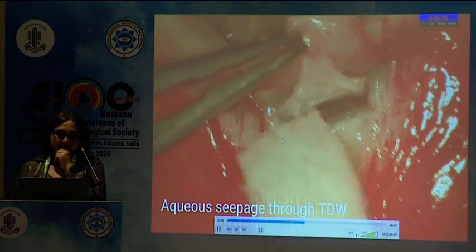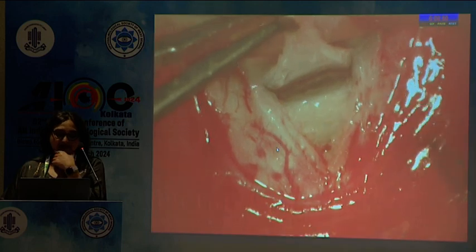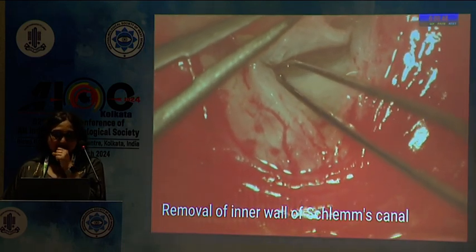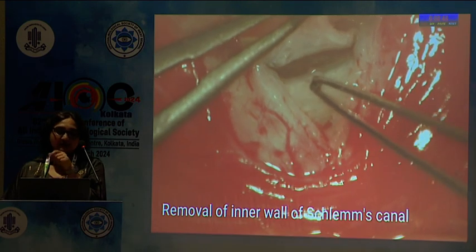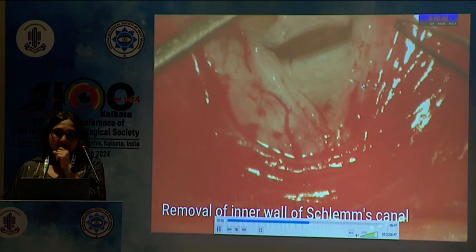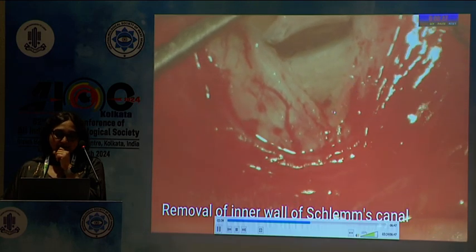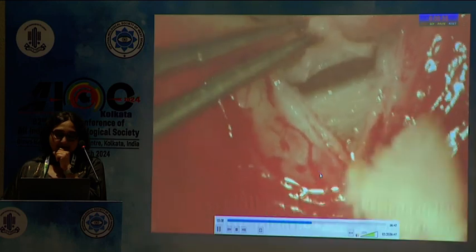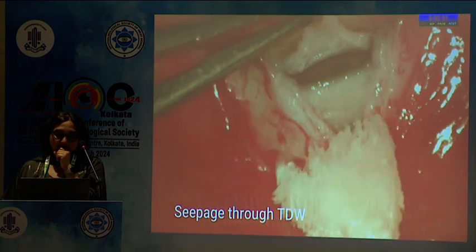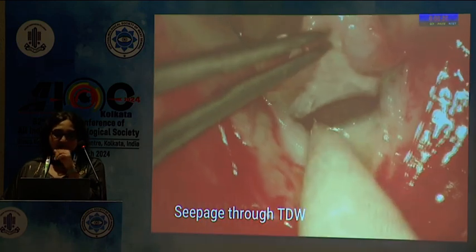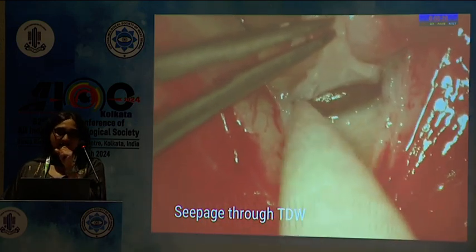Again, the same thing. I never believed Schlemm's canal existed until I saw the aqueous percolating through it. Otherwise it appears like some imaginary structure we talk about. That's removing the inner wall of Schlemm's canal. And we just confirm cleavage of the trabecular Descemet's membrane from the deeper scleral flap.